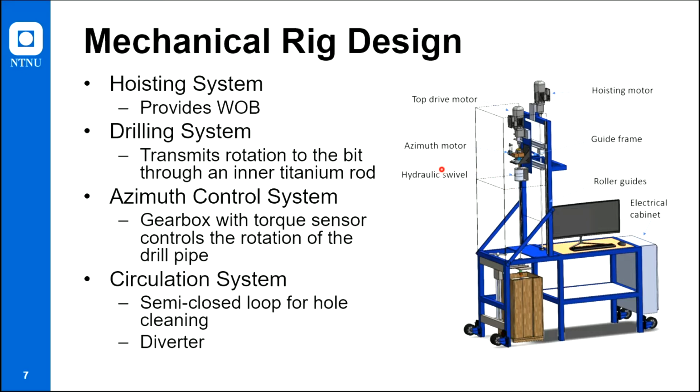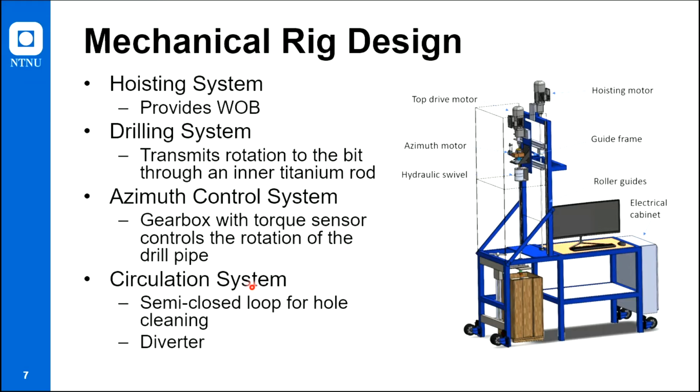Next, we have the azimuth control system, which is composed of an azimuth motor, which transmits torque to a gearbox and then to a rotary table. This rotary table is connected to a drill pipe and allows the transmission of rotation to the BHA and to the bend sub at the bottom. This allows the steering of the bit at a desired angle. The azimuth control system also has a torque sensor in order to have control on how much torque is being applied and how far the azimuth is.